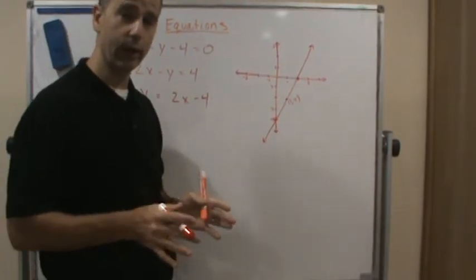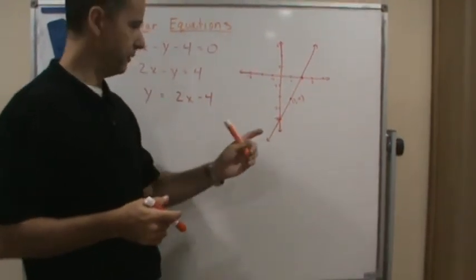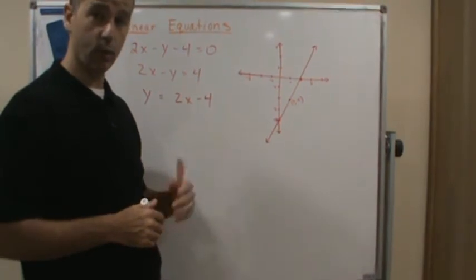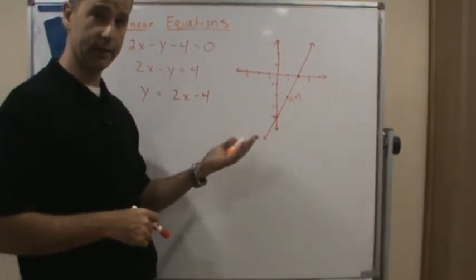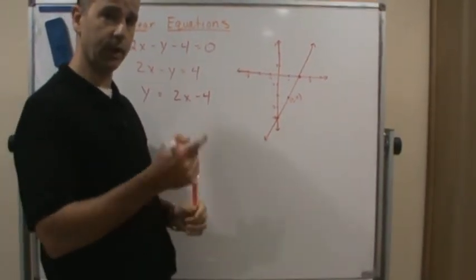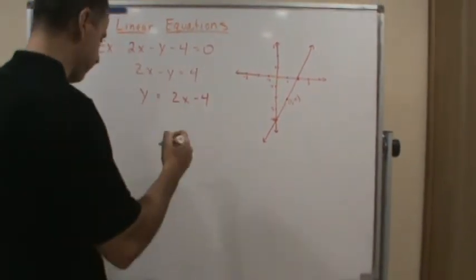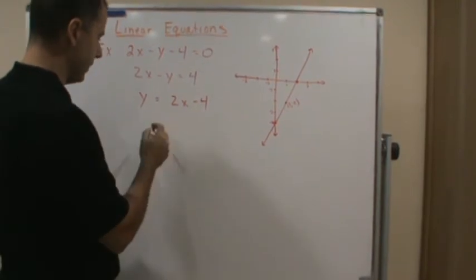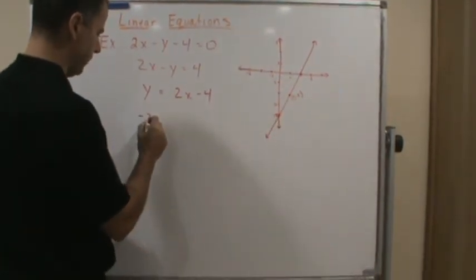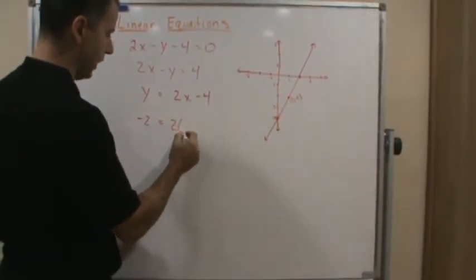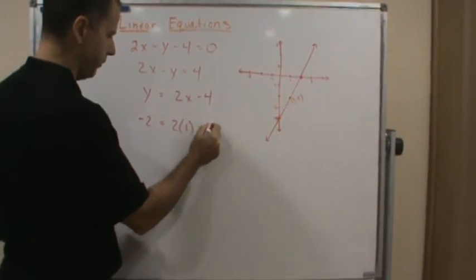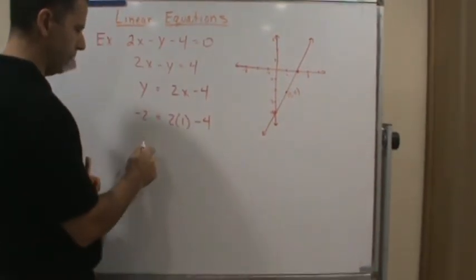Okay, so that's one way we can verify if a point on the graph is indeed a solution to the equation. We can plug the values in and we should get a true statement. So let's do that. In this case, y is negative 2, so we put in negative 2 equals 2 times 1 minus 4. And now we want to get a true statement.